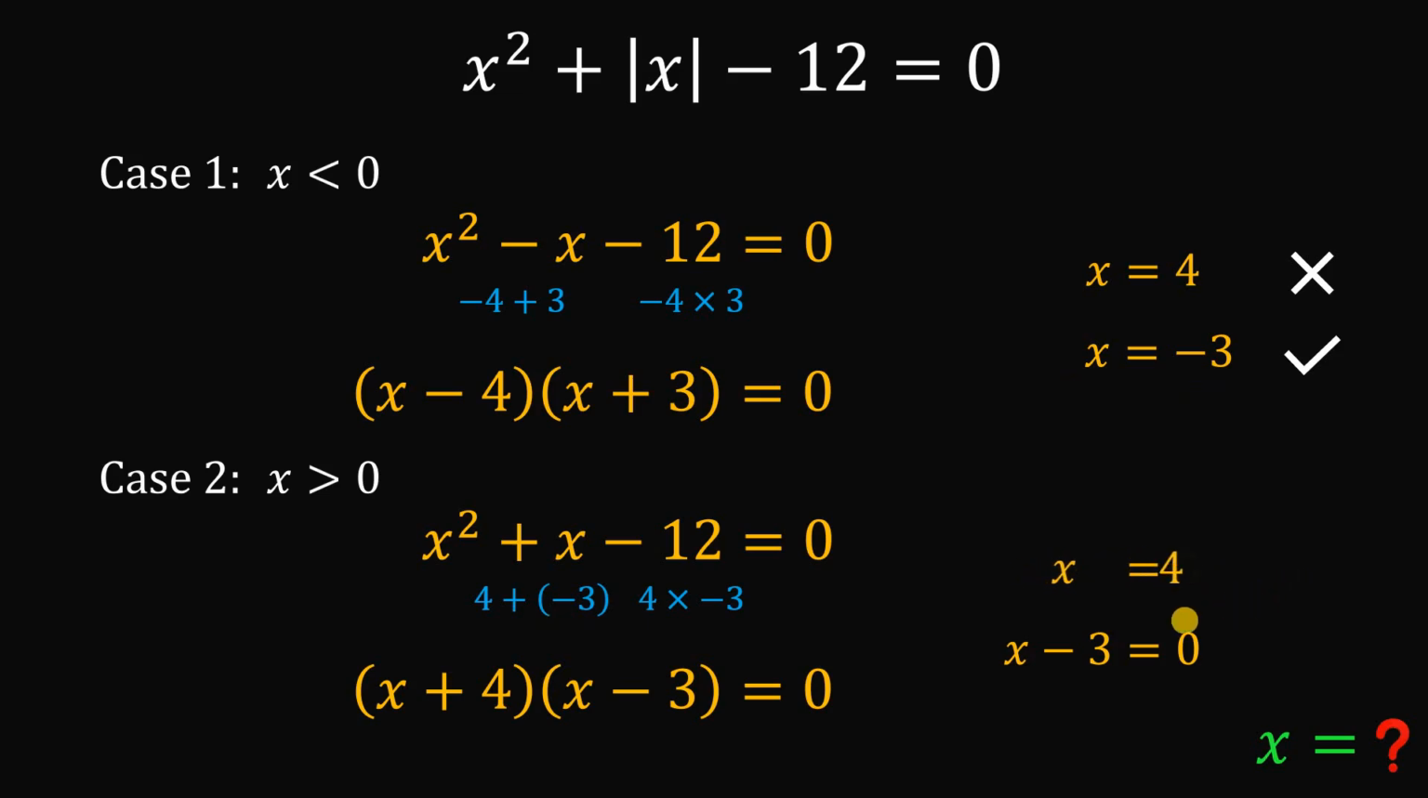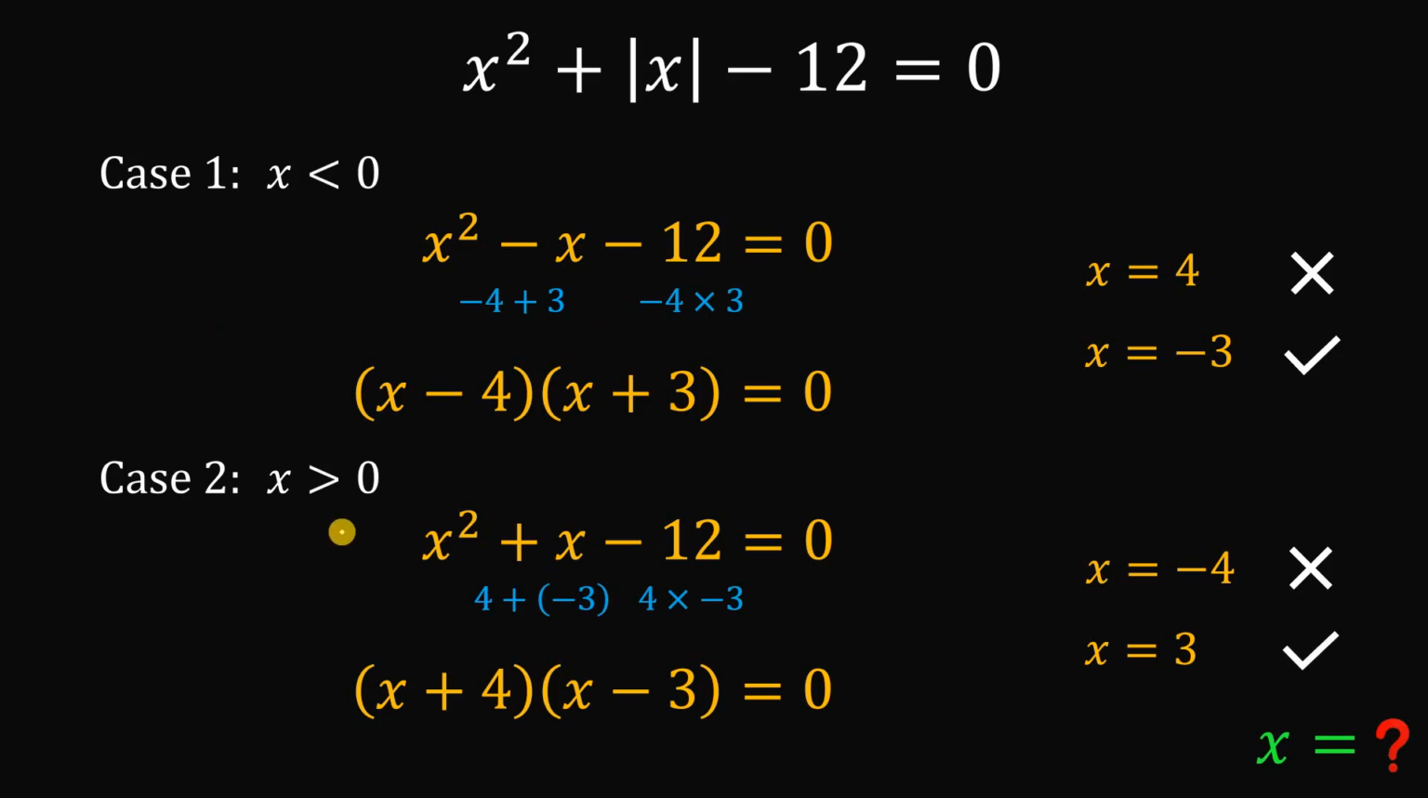Subtract 4 on both sides, we get x equals negative 4. And add 3 on both sides, we get x equals positive 3. Now, let's check again. If x is negative 4, negative 4 squared is 16, plus the absolute value of negative 4 is positive 4. 16 plus 4 is 20, minus 12. This is not equal to 0, so negative 4 is not part of our solution. Now, how about positive 3? 3 squared is 9, plus 3 is 12. 12 minus 12 is 0. So, positive 3 is part of our solution.